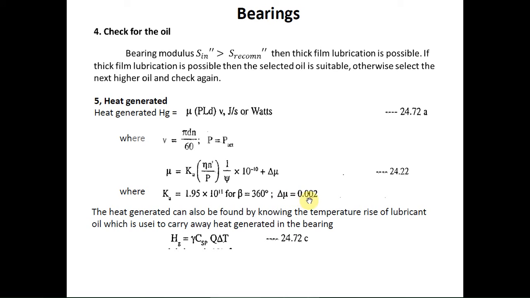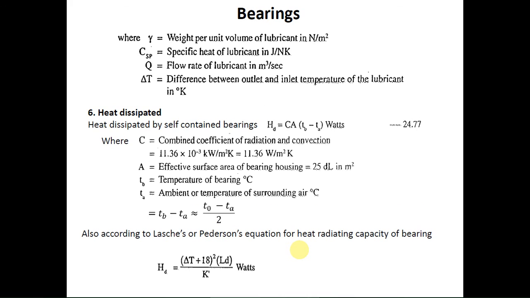Heat generated can also be found by knowing the temperature rise of the lubricant oil, which is used to carry away the heat generated in the bearing. This is another formula: H equals gamma C suffix p Q delta T, formula 24.72c from the data book. These things will be much clearer in the numerical problem. Here gamma is the weight per unit volume of the lubricant, in Newton per meter cube, and C suffix p is the specific heat of the lubricant, in joules per Newton Kelvin.